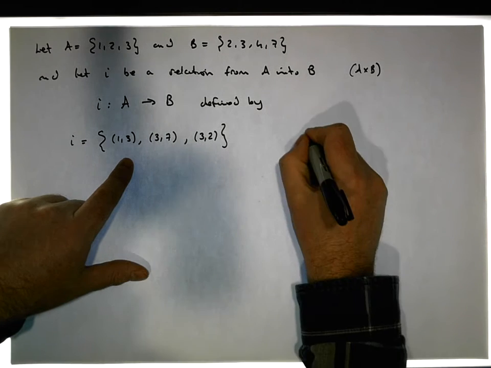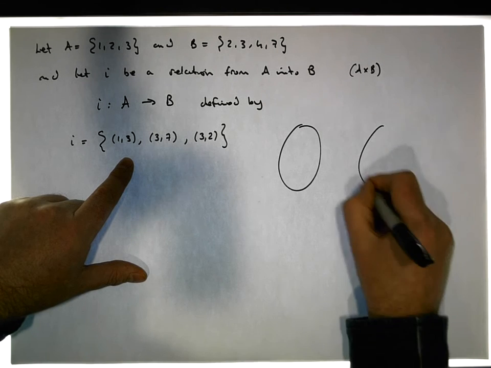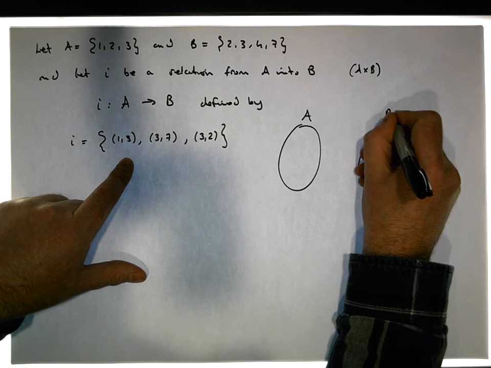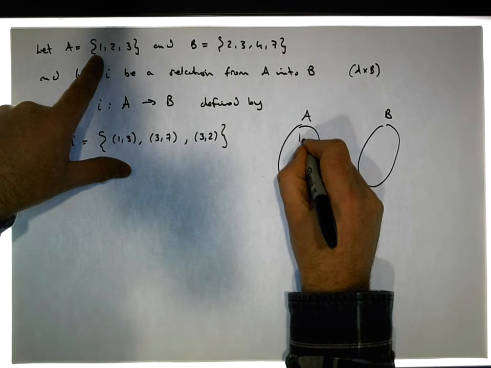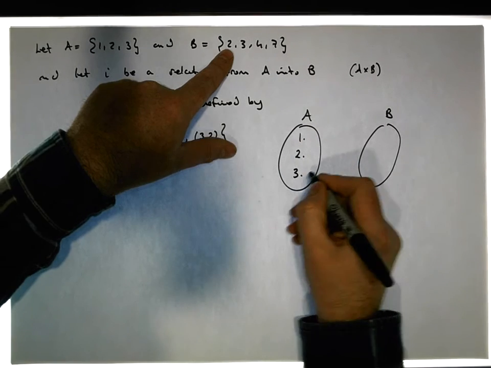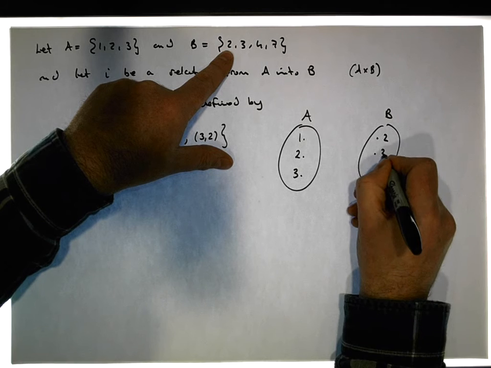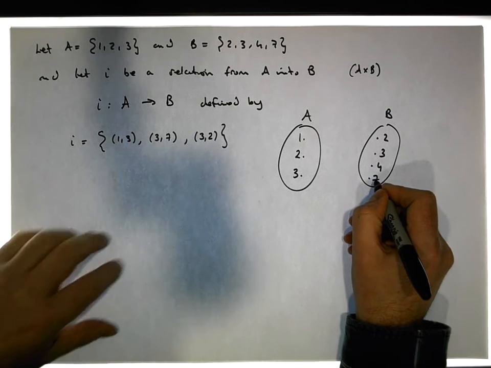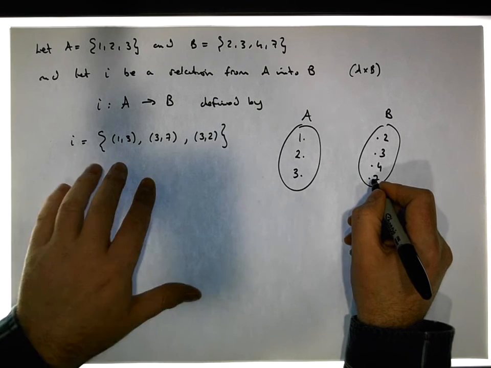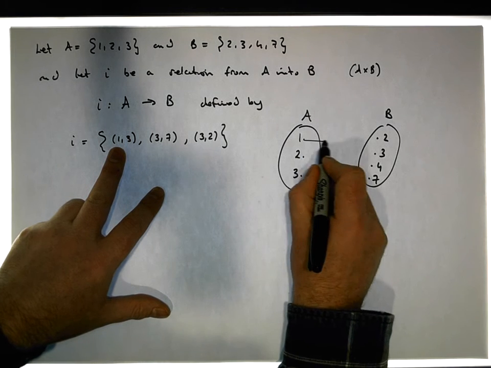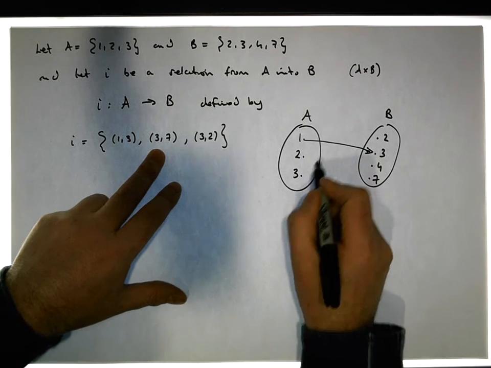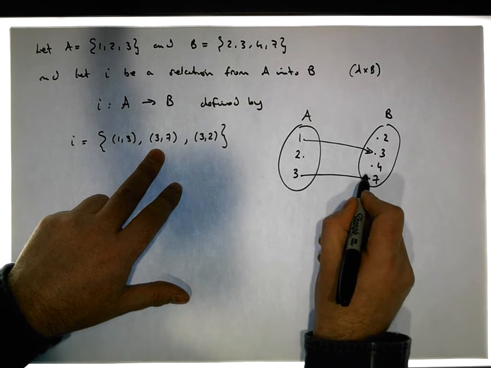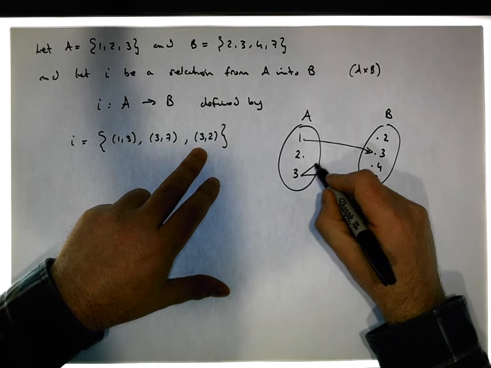But let's have a look at it from a graph perspective. We have A, we have B. A are the values 1, 2, and 3. B are the values 2, 3, 4, and 7. The definition says 1 is mapped to 3. So here we go, 1 is mapped to 3. 3 is mapped to 7. There you go. And we also have 3 is mapped to 2.